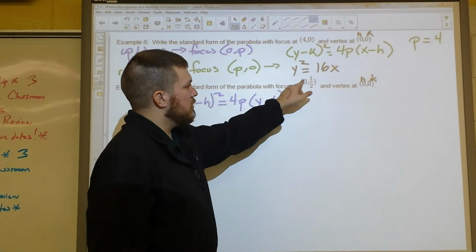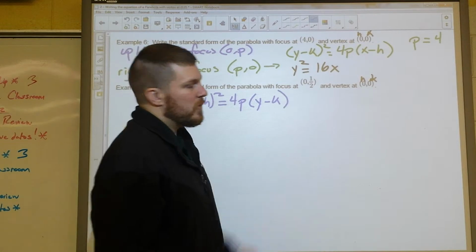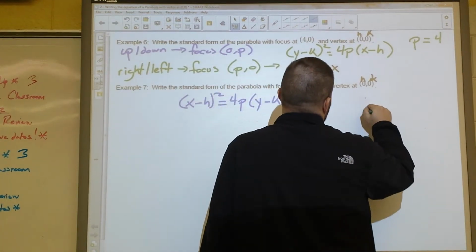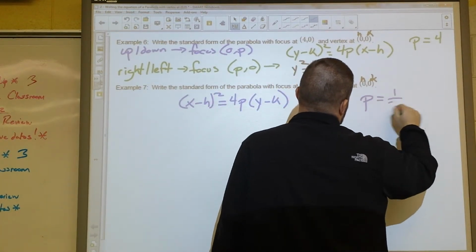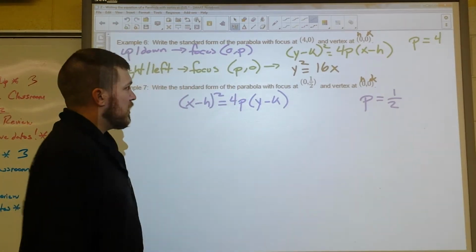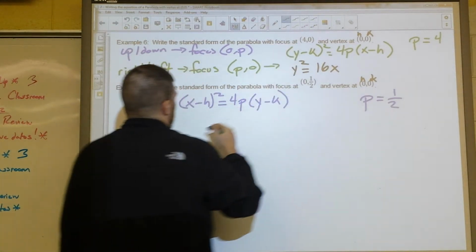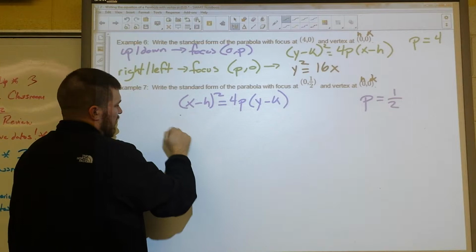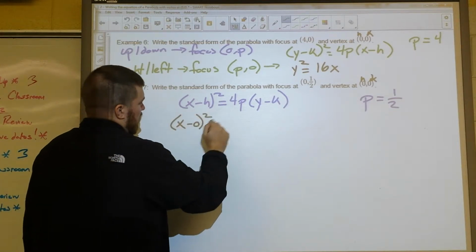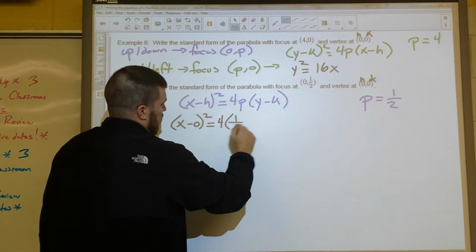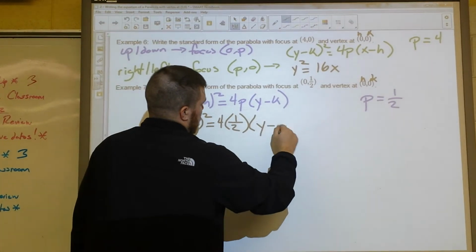Our focus is at (0, p). Here, in this particular problem, p is 1/2. We're ready to just plug in what we know. So for this particular parabola, I have (x - 0)² = 4 · 1/2 · (y - 0).